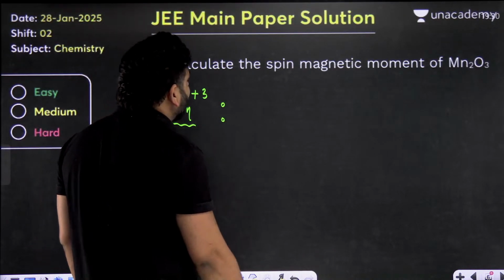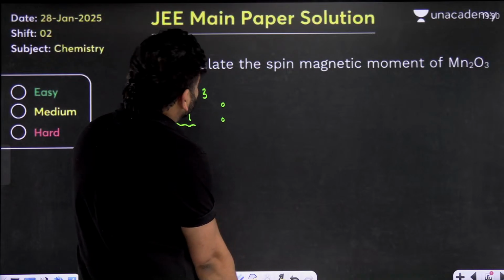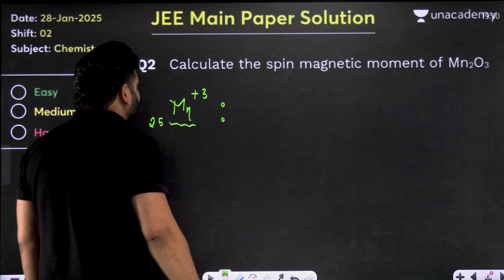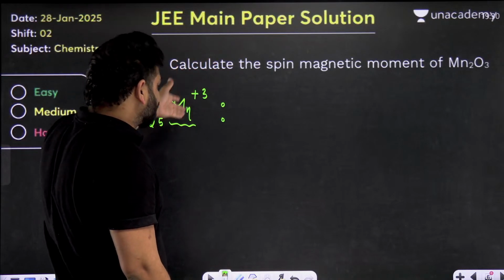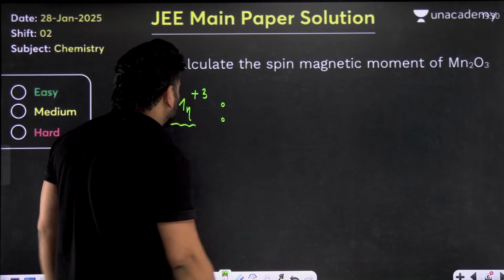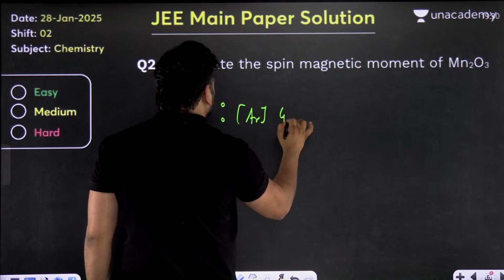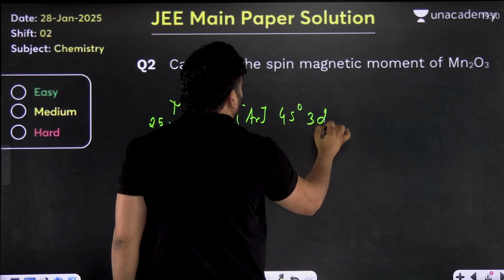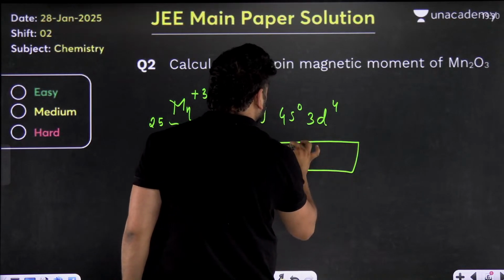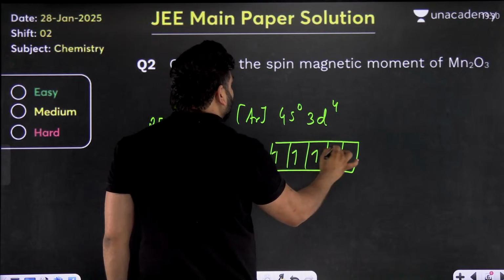So in this compound, manganese oxide, what do we see? Its atomic number is 25. If the question is the same as I'm doing, how should we approach it? Manganese has an electronic configuration of argon 4s2 3d5, so Mn3+ will become 3d4. Now when we go for filling of these 4 electrons, how do we fill them? 1, 2, 3 and 4.